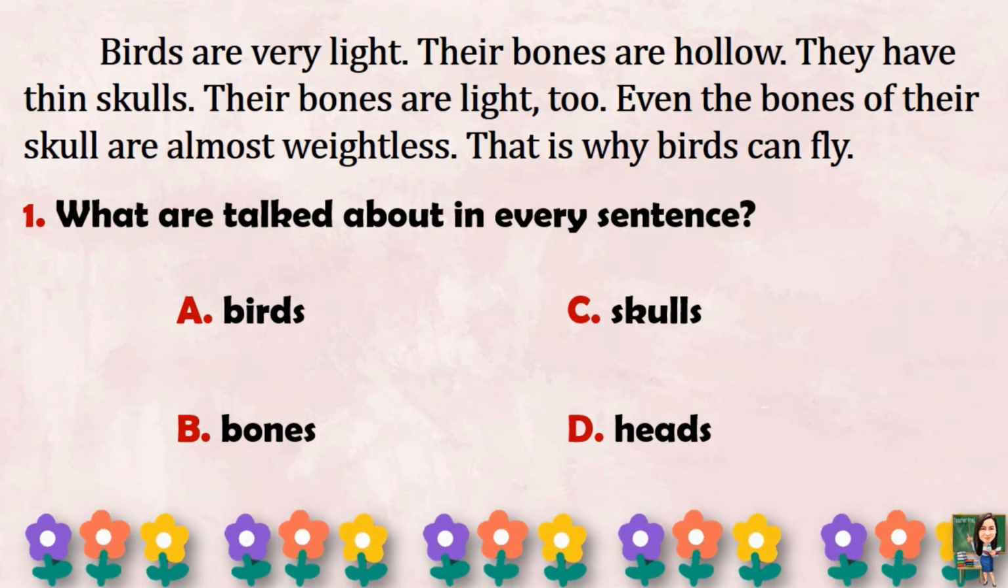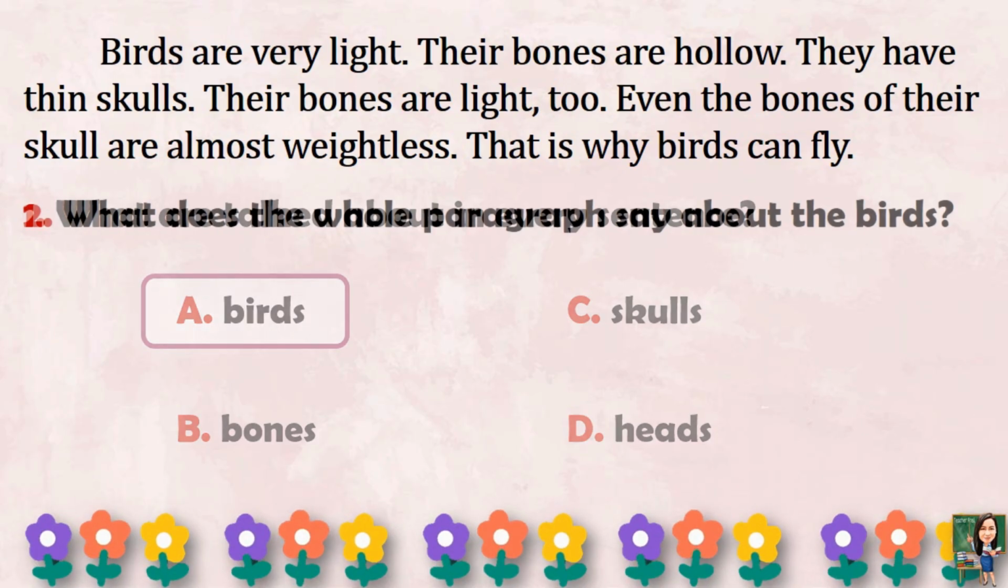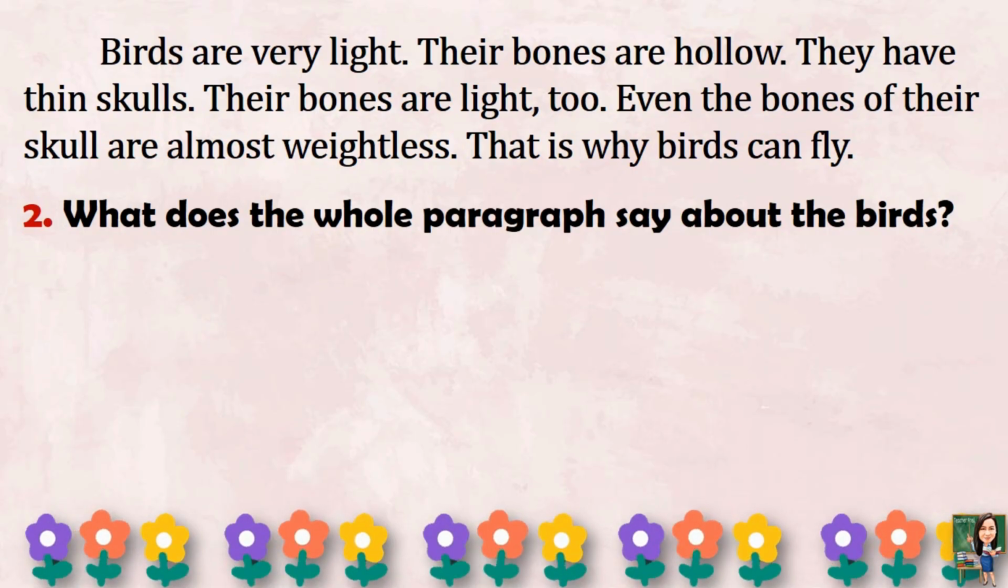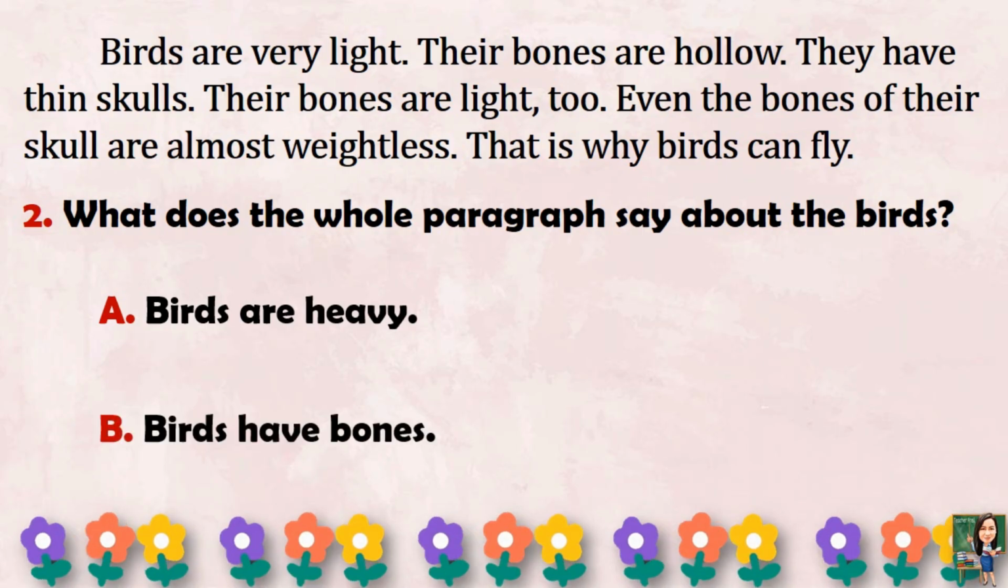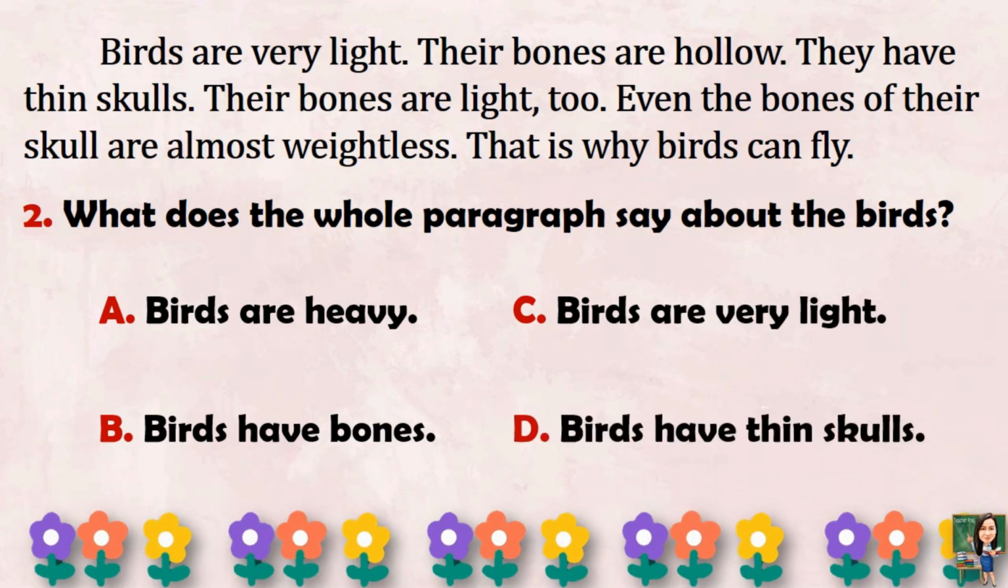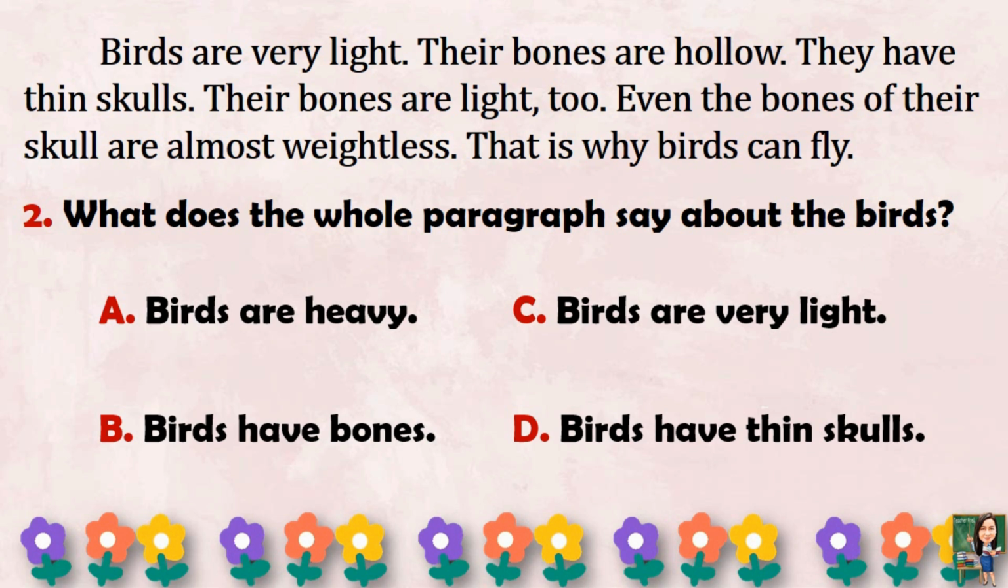Very good. The correct answer is letter A. Birds. Number 2. What does the whole paragraph say about the birds? A. Birds are heavy. B. Birds have bones. C. Birds are very light. Or D. Birds have thin skulls. What is the correct answer?